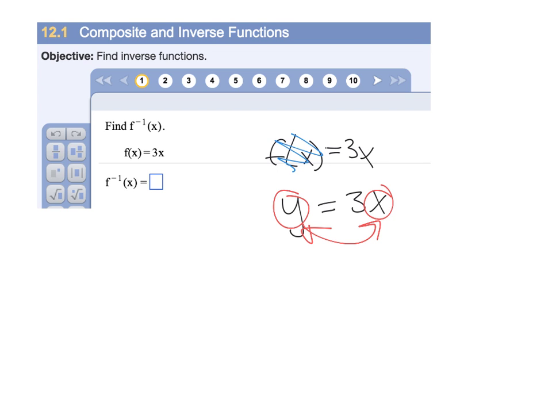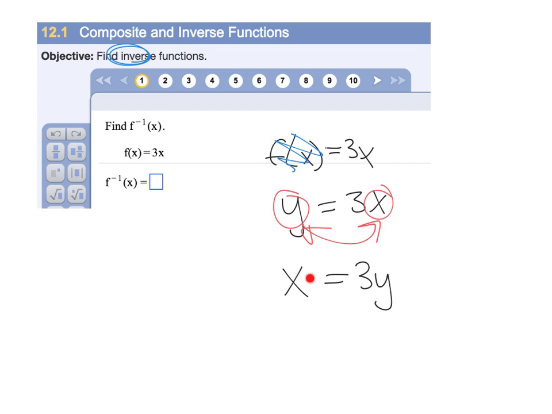And so this becomes x equals 3y. See what I did? I swapped it. Wherever I saw the y, I replaced it with the x. Wherever I saw the x, replaced it with a y. That's the inverse. That's how you get the inverse, is you reverse the function, you reverse the variables.